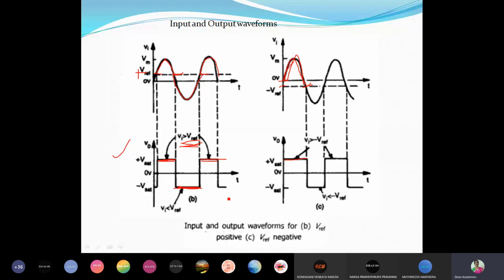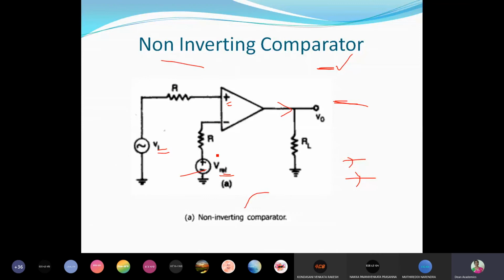Right? This is about the comparator. Is this comparator clear to you? We know the operation of the OpAmp: plus Vsat, minus Vsat, because of the very high gain of the OpAmp. So why do we call this a non-inverting comparator? Because we are giving input at the non-inverting terminal. Next, when we give input at the inverting terminal, we say it is an inverting comparator.